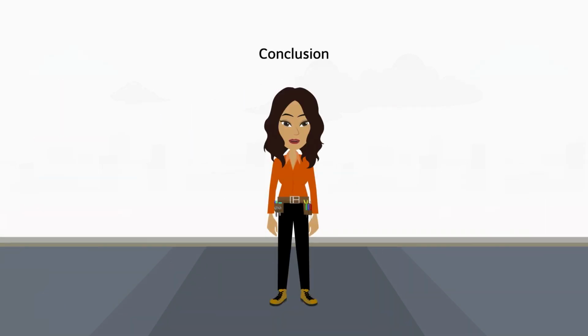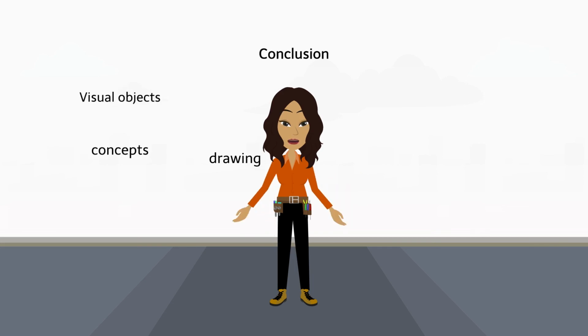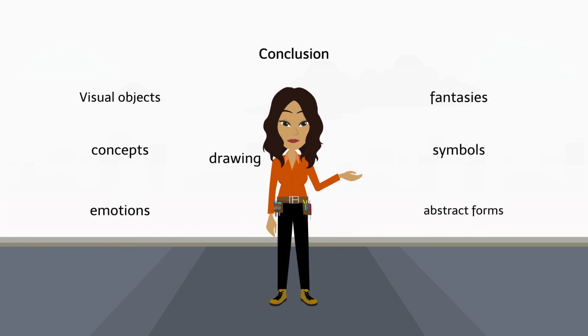As a conclusion, we can say that the term drawing may be defined as the linear realization of visual objects, concepts, emotions, and fantasies, including symbols and even abstract forms. Drawing is a graphic art which is characterized by an emphasis on form or shape, rather than mass and color as in painting. Drawing is quite different from graphic printmaking processes, because although a drawing may form the basis for replication, it is by its very nature unique.